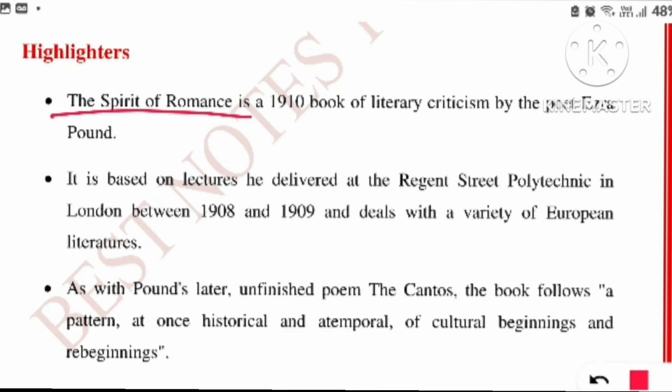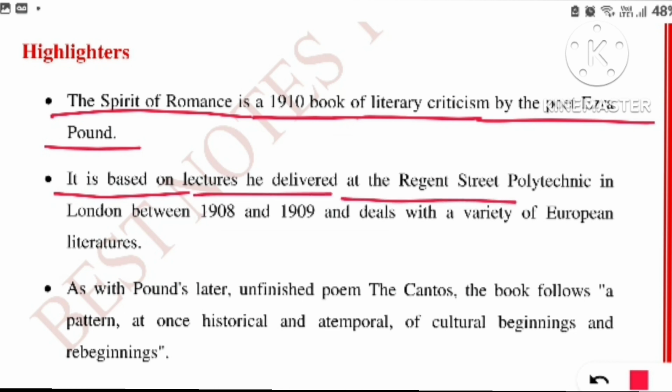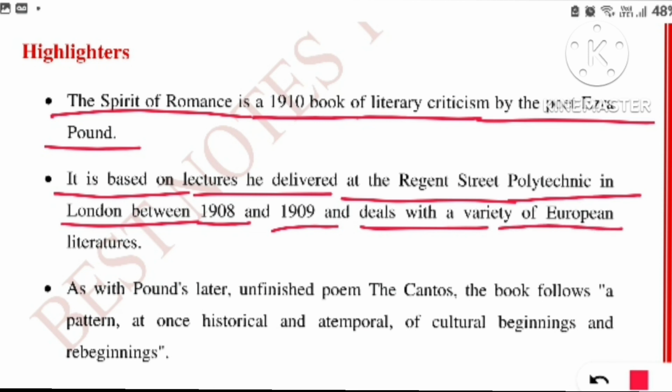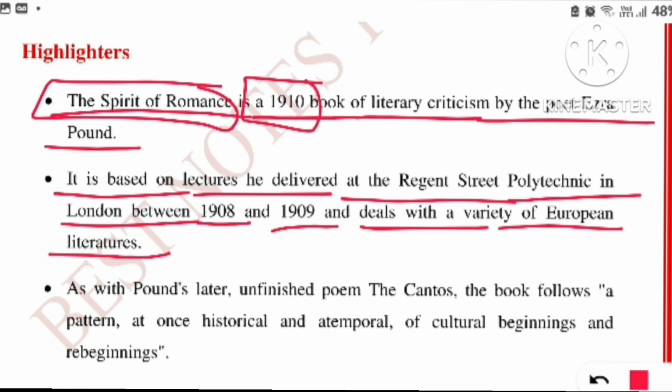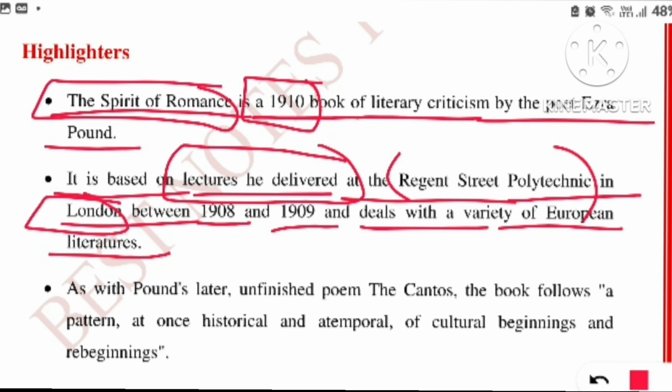The Spirit of Romance is a 1910 book of literary criticism by the poet Ezra Pound. It is based on lectures he delivered at the Regent Street Polytechnic in London between 1908 and 1909 and deals with a variety of European literatures. So here, first of all, the writer of The Spirit of Romance is none other than Ezra Pound, and this is the year when it was published. Next important thing, this includes all the lectures that he delivered at Regent Street Polytechnic in London. And this was done during the time frame of 1908 to 1909.